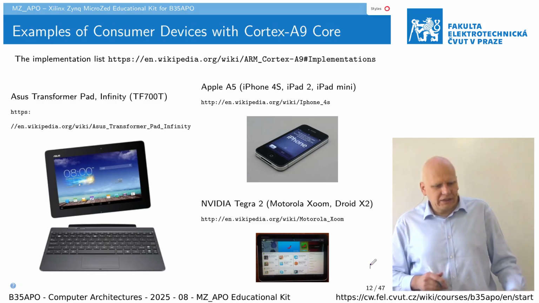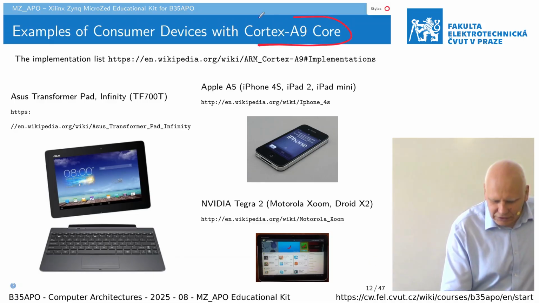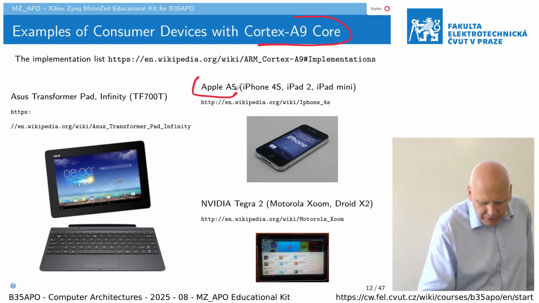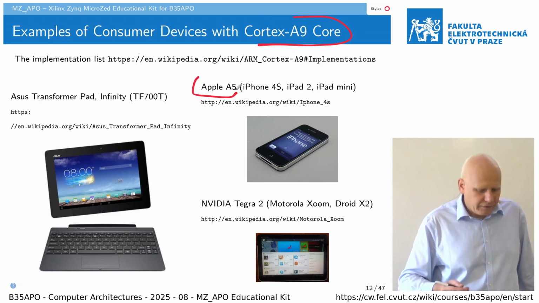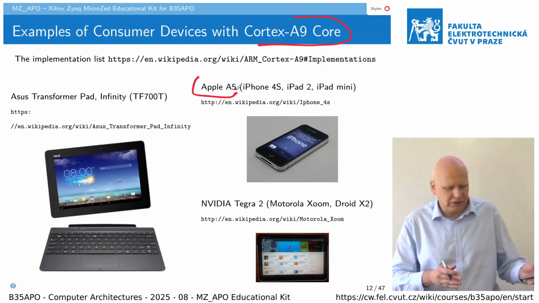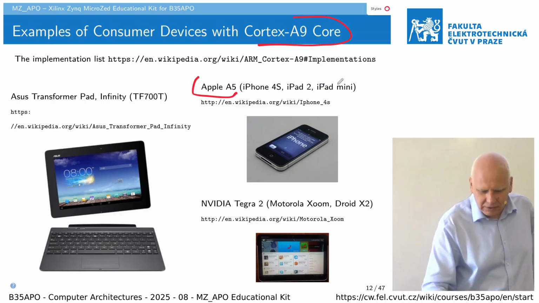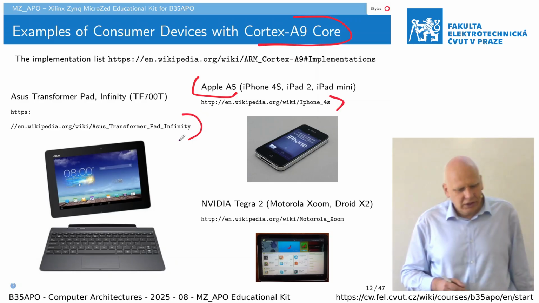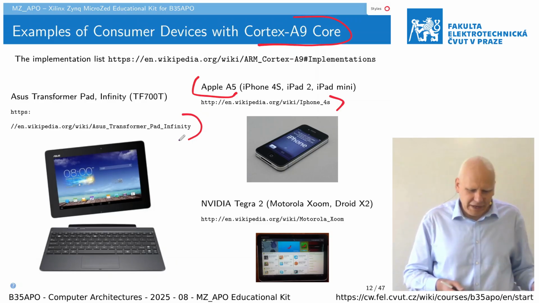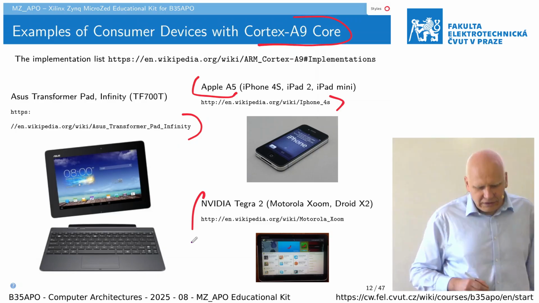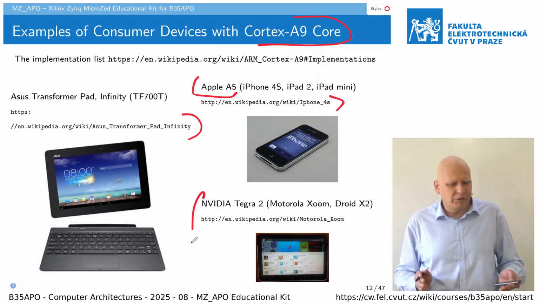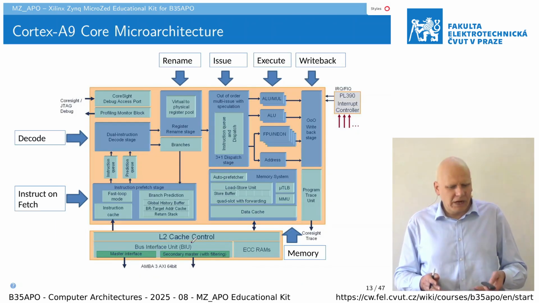If we look at the consumer devices with this core, you can find it in the Apple A5, for sure not with the FPGA. It is another chip, but it is similar, or in some Asus Transformer pads, or in NVIDIA Tegra 2 and so on. It is 32-bit, so from the point of view of today, a high performance processor in mobiles, it is not so fast.